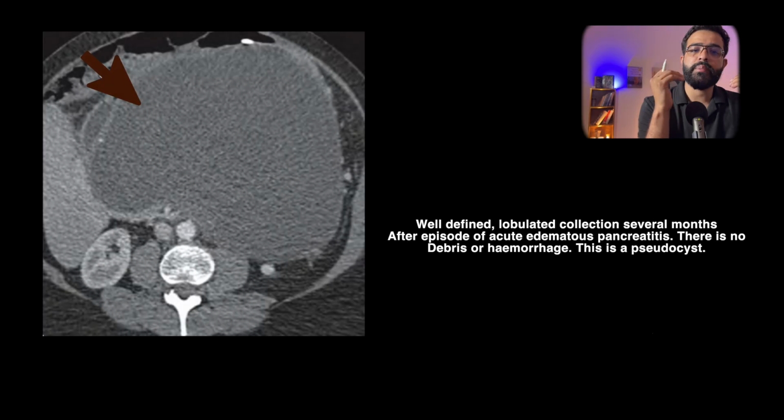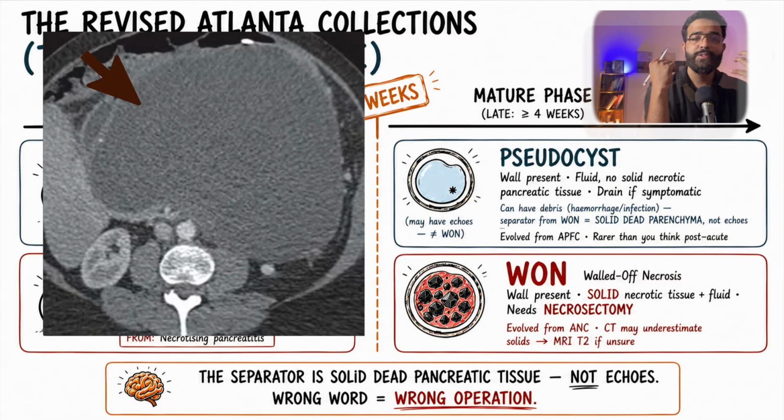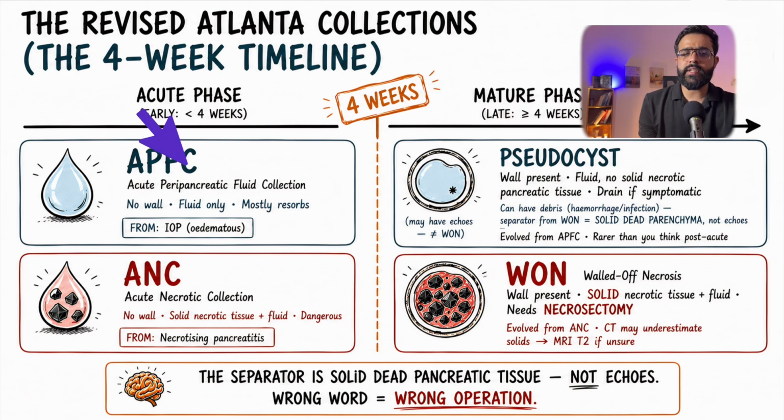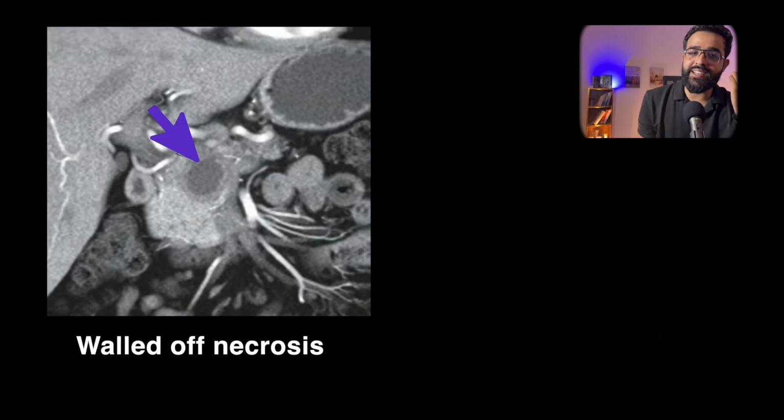An infected pseudocyst can appear complex with internal echogenicity. On MRI, internal dependent debris is actually a highly specific finding for pseudocyst. This helps distinguish it from the cystic neoplasms. So the separator between the pseudocyst and WON is not any debris, it's solid necrotic pancreatic tissue. That's what WON has, dead parenchyma, solid chunks of necrosis. A pseudocyst with old blood or inflammatory debris is still a pseudocyst. A collection with solid dead pancreatic tissue in it is WON.